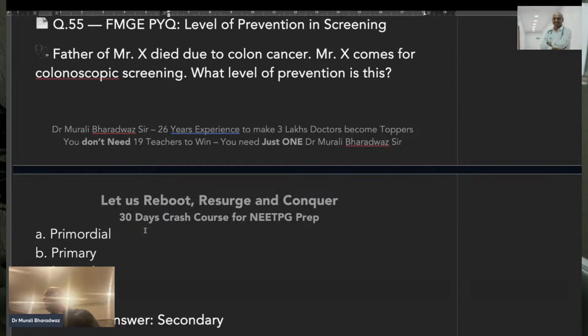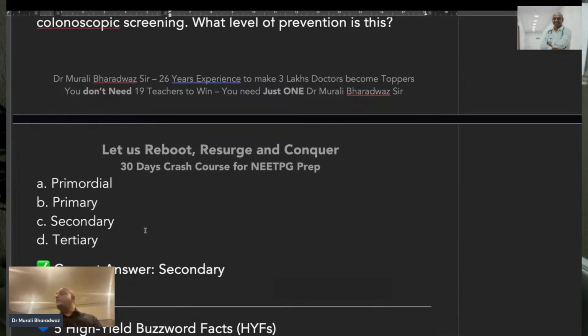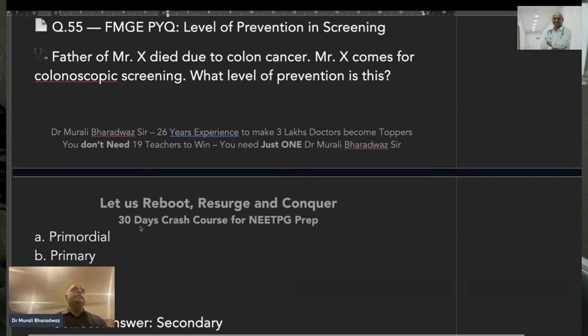If you are telling that is primordial. Primary is reducing the risk factor. Secondary, early diagnosis and treatment. Tertiary, rehabilitation. So what are you doing here?